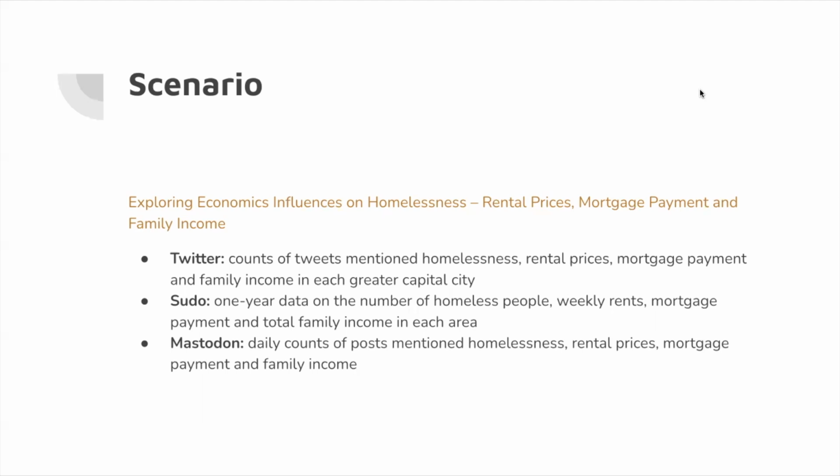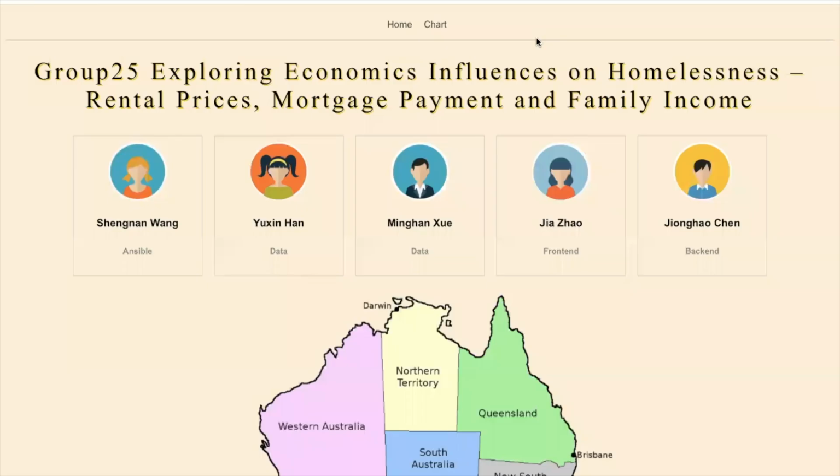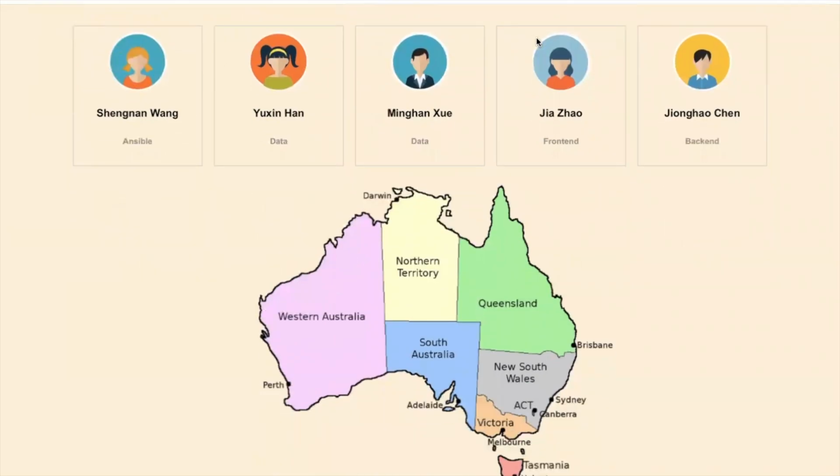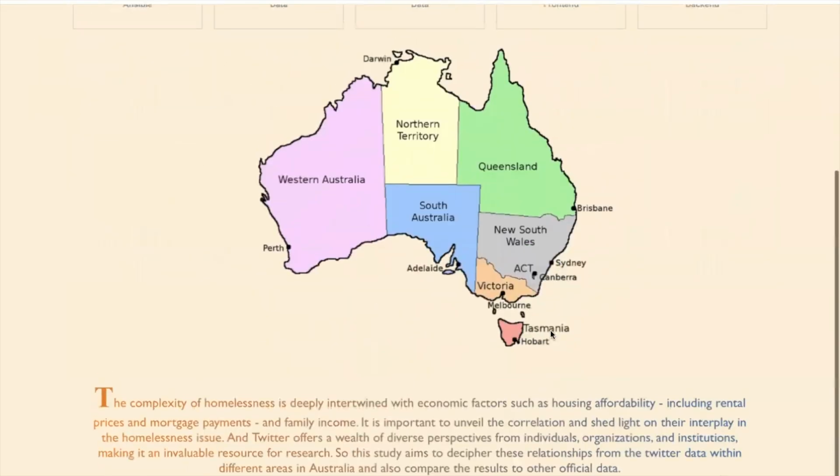So let's move to the front end, and some interesting findings will be mentioned. Our application uses React.js, and users can easily access our homepage and chart visualization page. Upon landing on our homepage, you will see a title with our group name and topic. This is followed by the role of each group member. And lastly is a brief discussion of our topic.